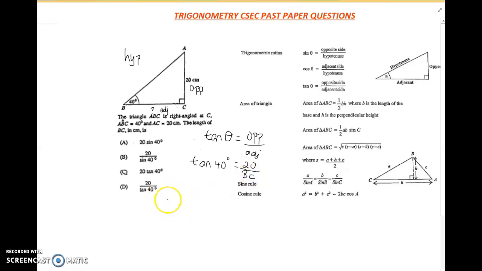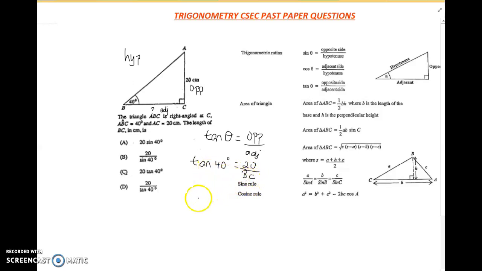I don't need to rewrite anything. So we have tan 40 degrees is equal to 20 over BC. I want to find BC, right? But BC is at the bottom here, and I want to remove it from there. So let's carry it across to the other side.